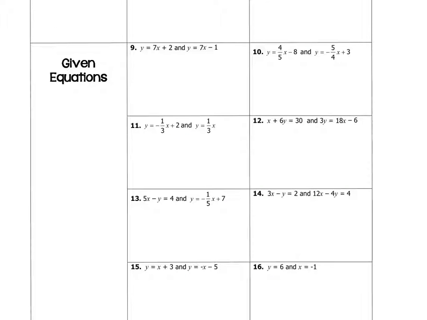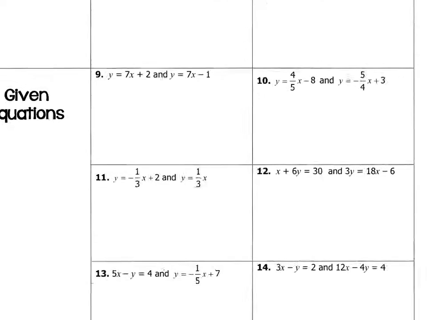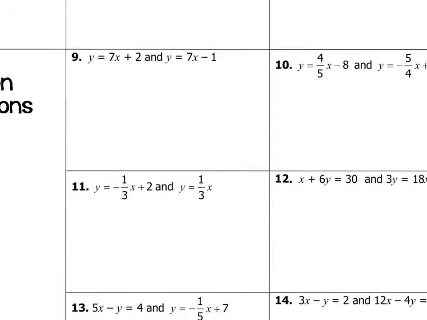So in number 9, you notice the equations y equals 7x plus 2 and y equals 7x minus 1. They're both written in y equals mx plus b form, so it's quick to grab the slopes. And you can see that the slopes are the same. So since the slopes are equal, those lines are parallel.